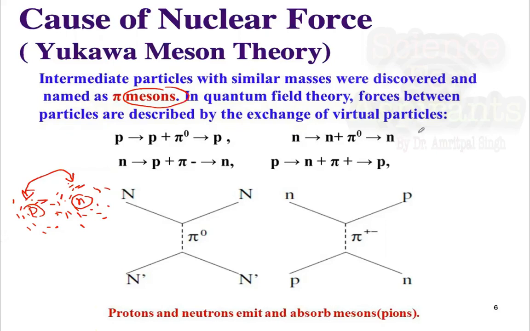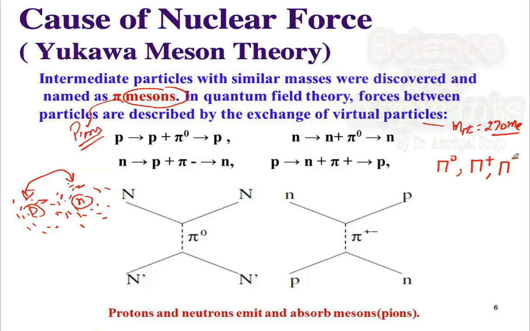And later, after the discovery of these mesons, or pions, they were also found in cosmic radiation. And later they found the mass of these pions. It is something like 270 times the mass of an electron. So they say that these mesons can be neutral mesons, pi plus mesons, and pi minus mesons. And the difference between proton and neutron is supposed to be the composition of their respective meson clouds.